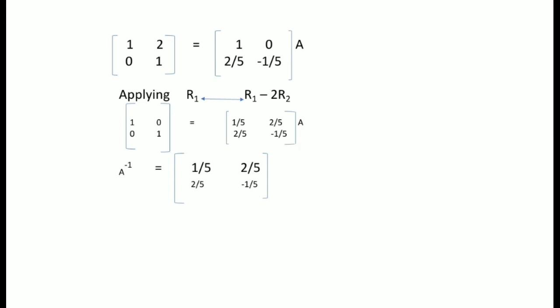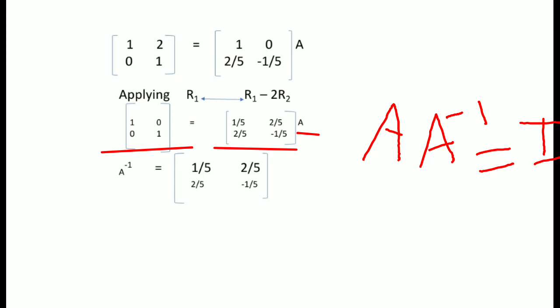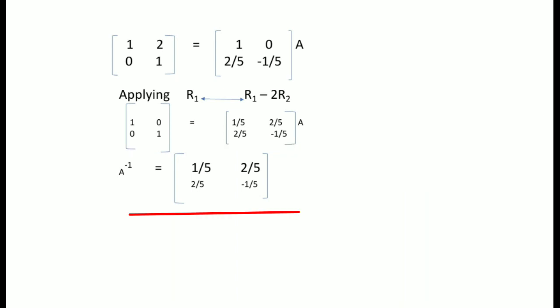Now if we observe this equation, this matrix multiplied with A gives the identity matrix. So by the definition of an invertible matrix, this matrix is the inverse of A and we can denote it with A power minus 1. This completes the topic of this video and our chapter on matrices.